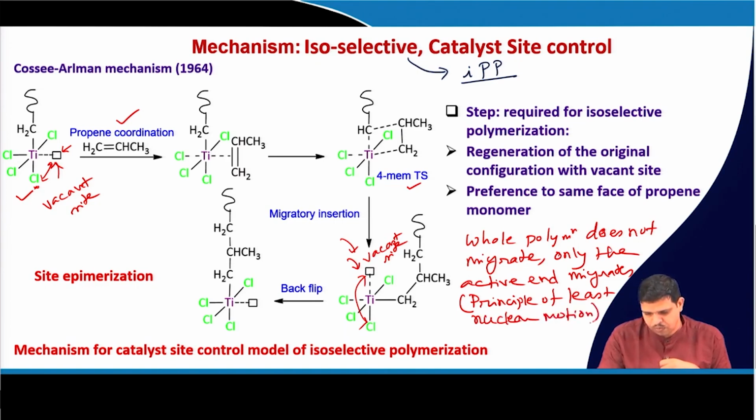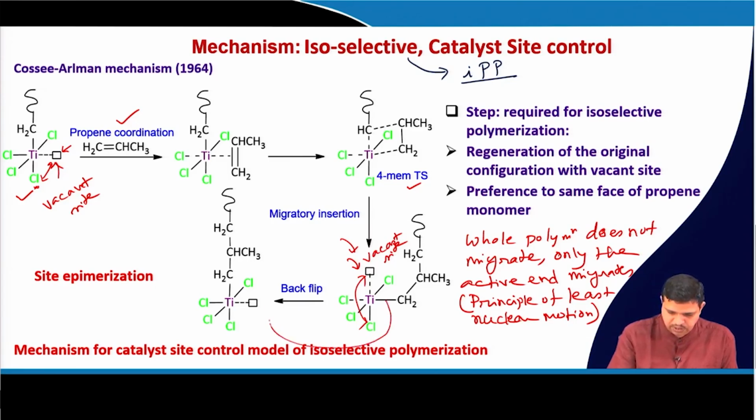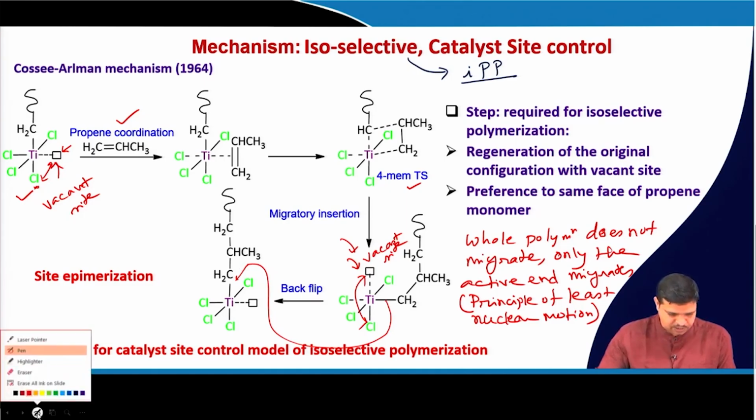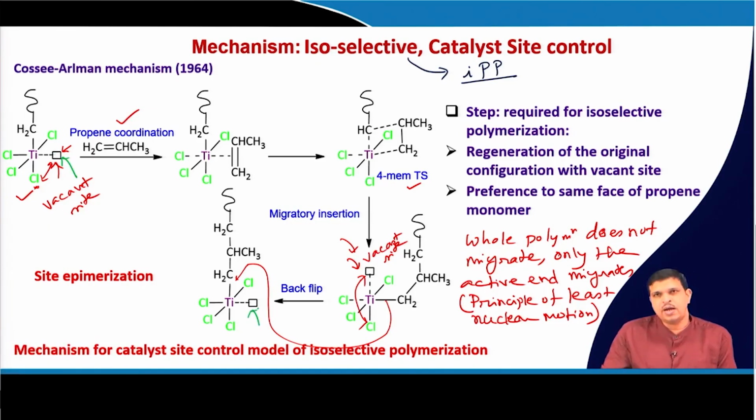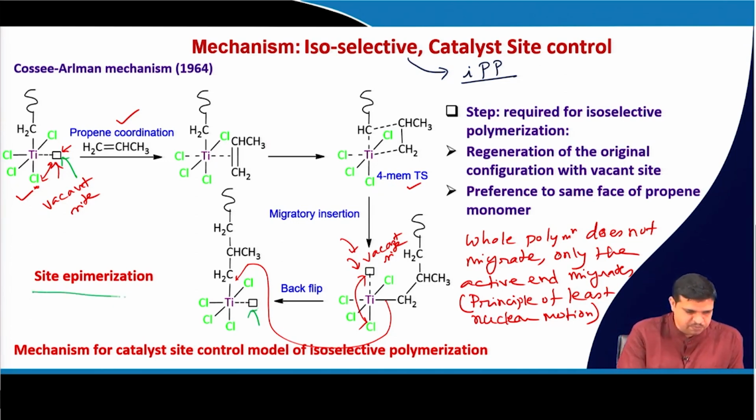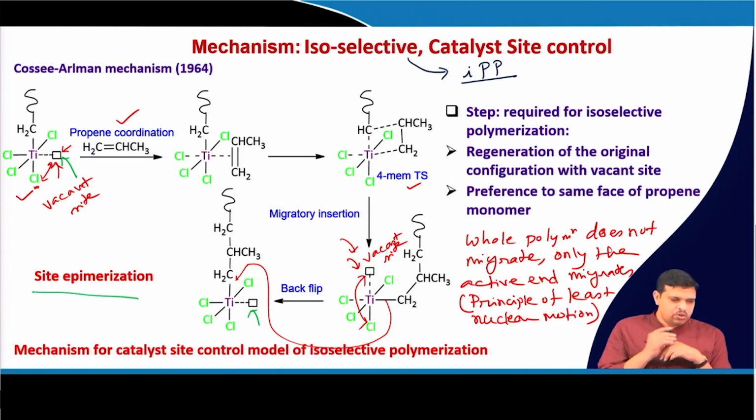Now you will see that the vacant site is in a different position. So what is proposed is that there is a back flip. That means this chain has gone back again. The vacant site was here initially, and now the vacant site is again at the same site. This is called site epimerization, the migration of the polymer chain back to the same position.